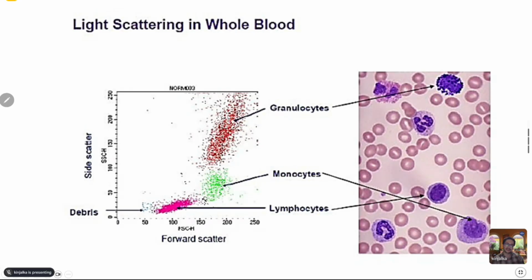There's a lot of side scatter. Yeah. You have your monocytes. The side scatter is lesser than the granulocytes, but more than the lymphocytes. The lymphocytes over here have the least side scatter and also the least forward scatter, because the size of lymphocytes are small, so they are more towards the left and to the bottom. So this is how you interpret the flow cytometric results that are there.